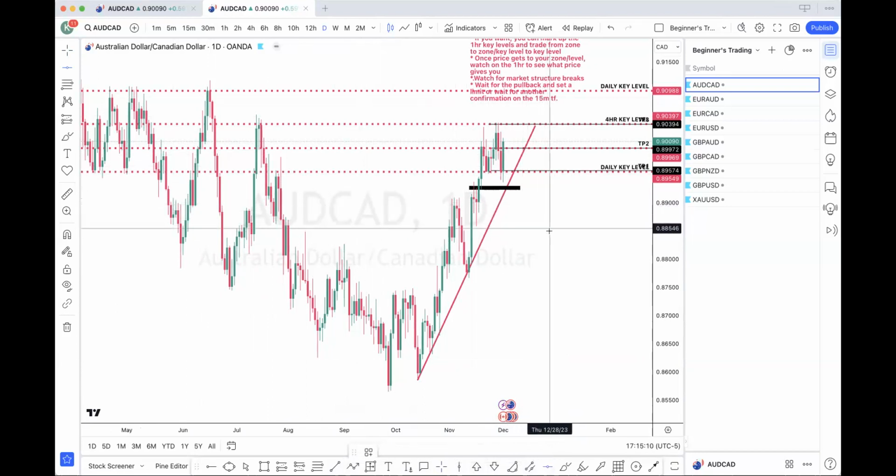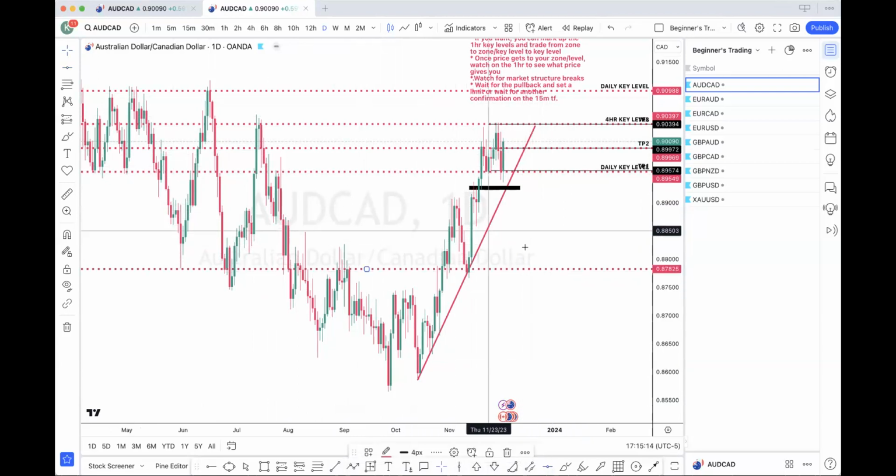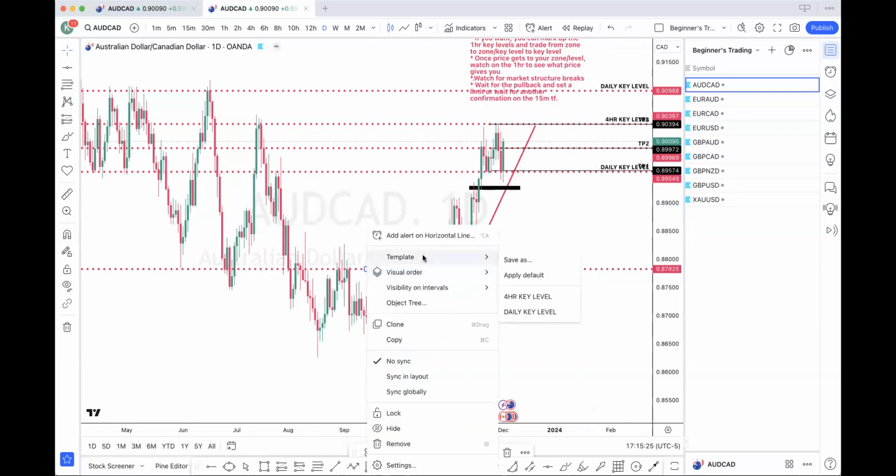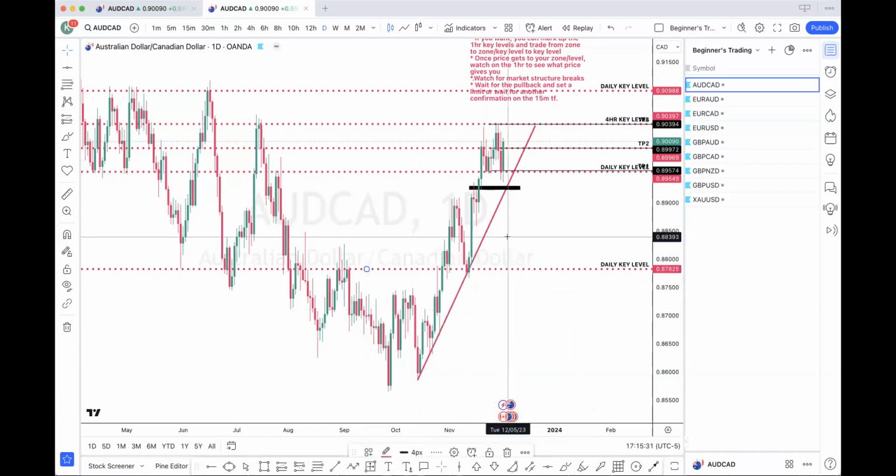Like I said, I don't like to force it. It's probably another one in between. This is probably more of a swing trade, but that's neither here nor there. Okay. And remember we saved templates, so you can just go and mark up your zones.